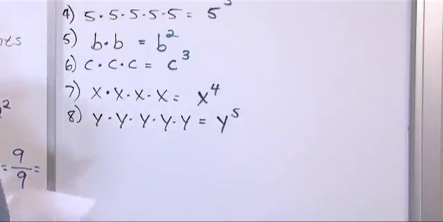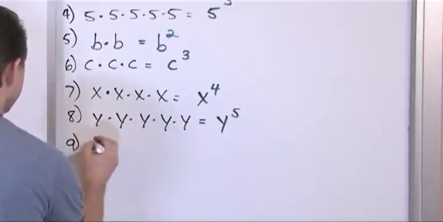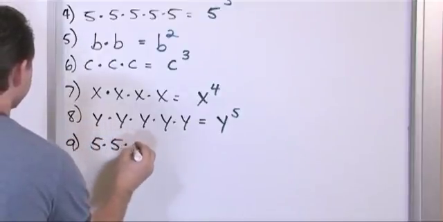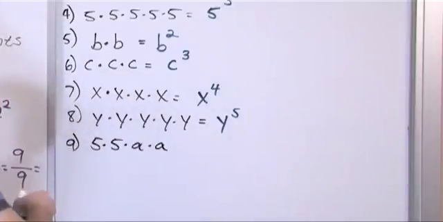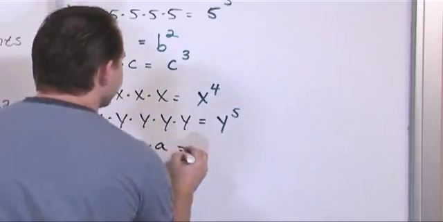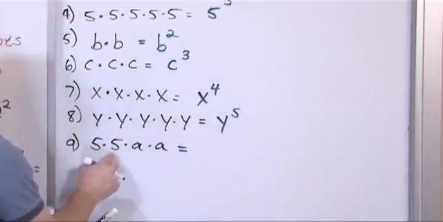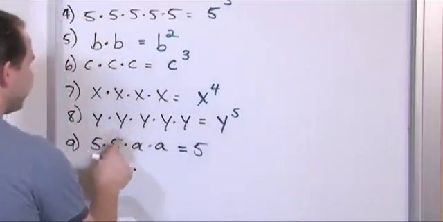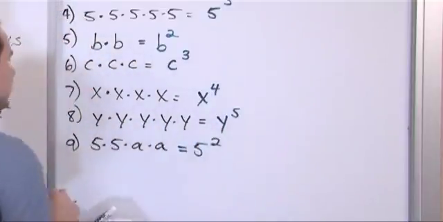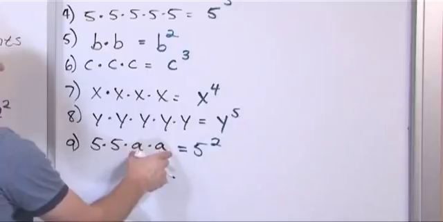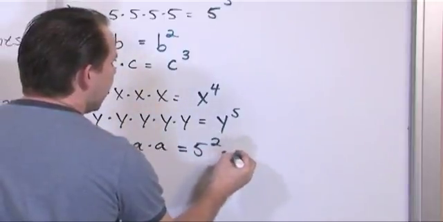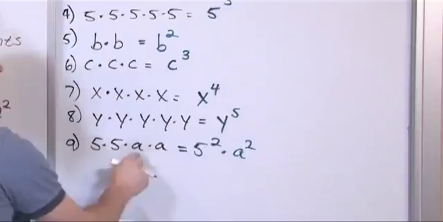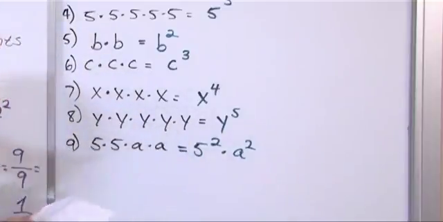Now, what if we had 5 times 5 times a times a? How do we write that? The way we write this is 5 times 5. This is the same base here, so I can write this as 5 raised to the power of 2, like that. And then it's also multiplied by a times a, which is a squared, because a has two of these a's multiplied together, a squared, like that. So 5 squared times a squared.